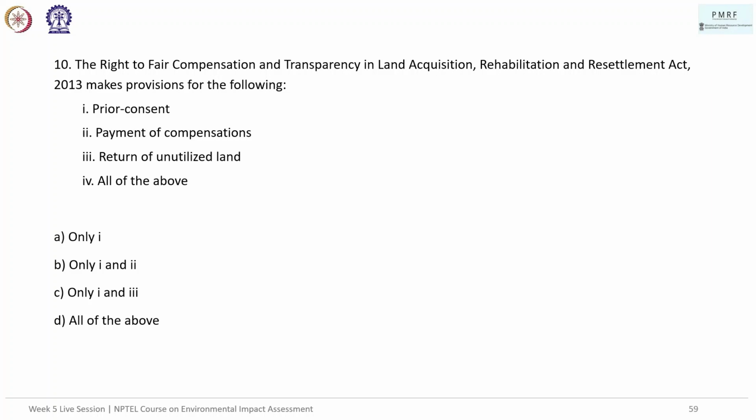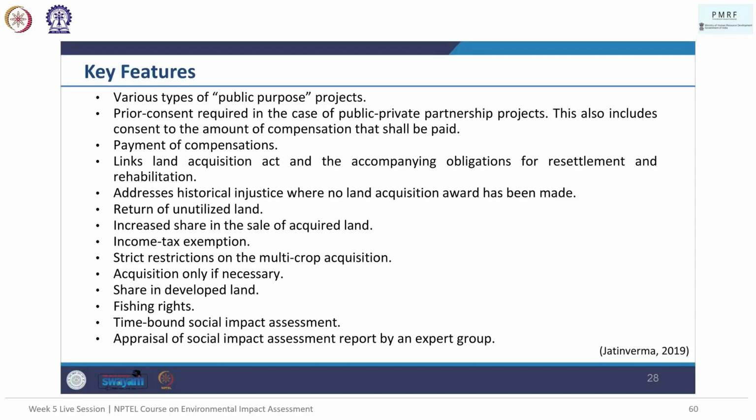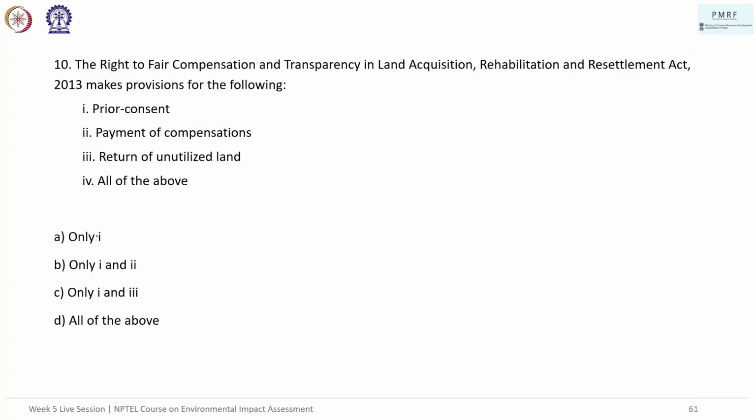Any responses? Let's move to the list. So this is the list of key features of the act, right? You can see how all of these three are actually part of this list, right? Prior consent here, payment of compensation here, and return of unutilized land. So the answer is all of the above. Any queries regarding this? It's a straightforward answer from the list, right?